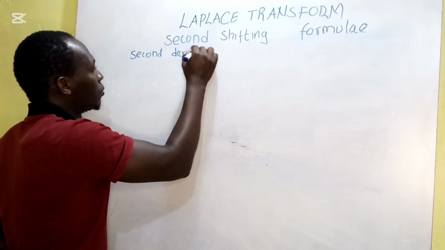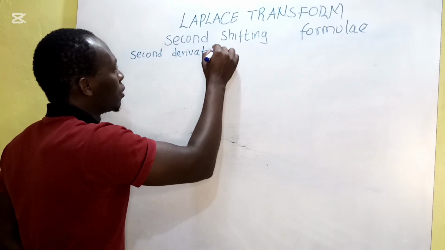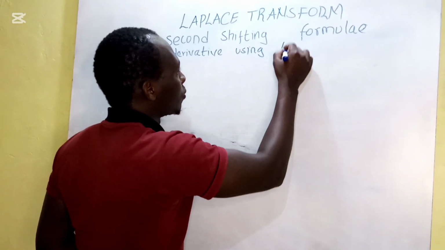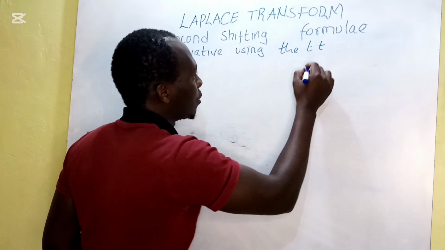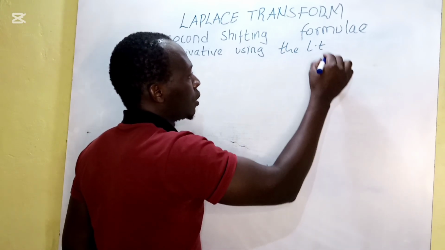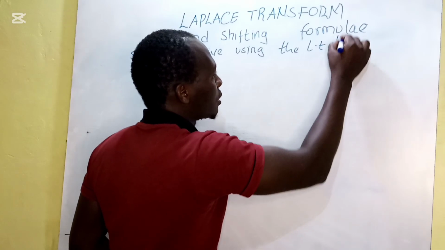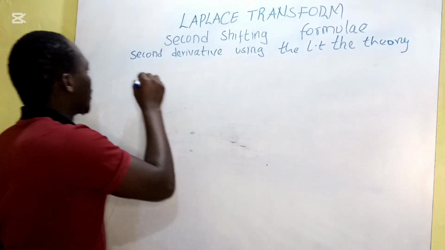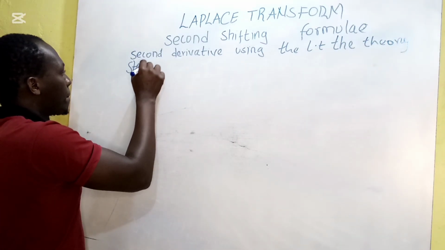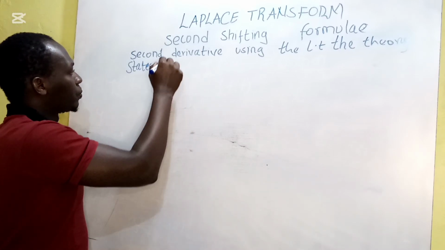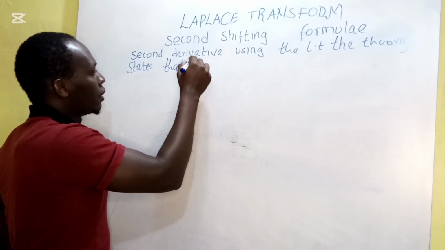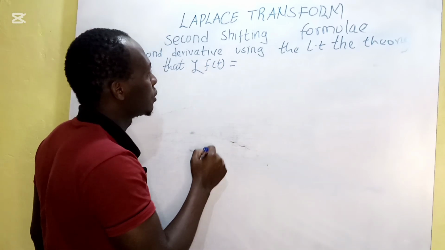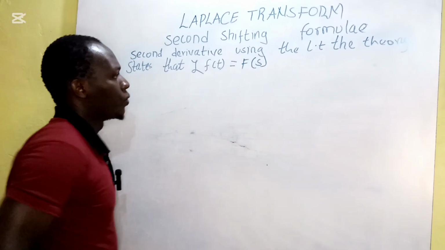And when it comes to the second shift theorem, or the second derivative using the Laplace transform, we understand that the theory states that the Laplace transform of our function f of t is equal to our function F with respect to s.